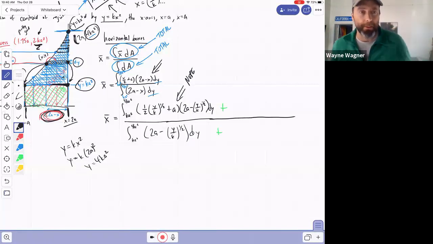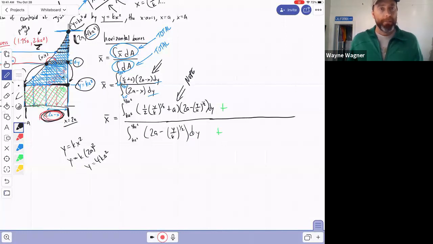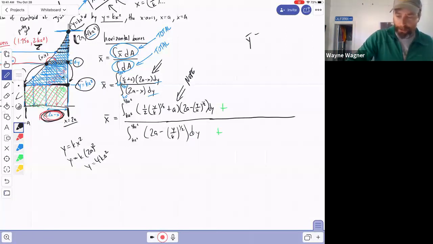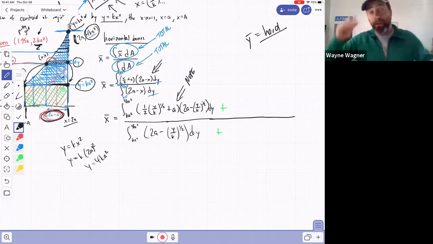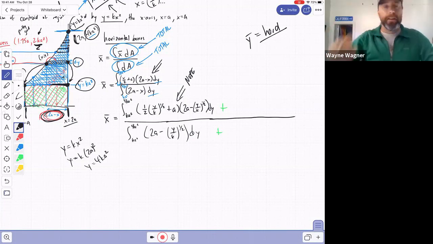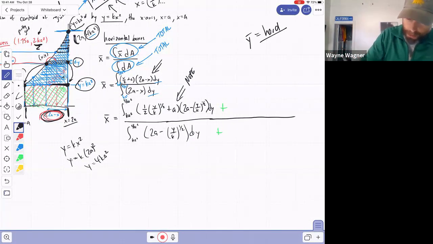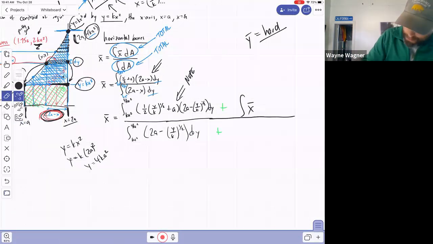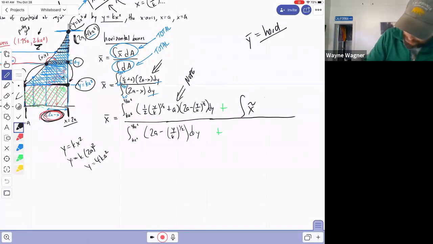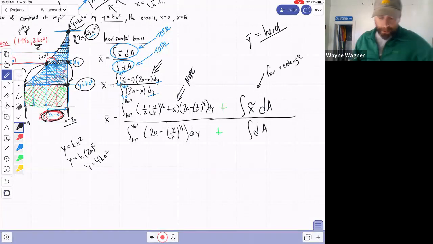We'll do shapes that make sense. This is a rectangle. By the way, I'm not going to get to y bar, but I think you can see y bar is going to be hard. So really, you want to set this up the easy way. So I could do an integral of x bar or x tilde dA for the rectangle. And I could do the integral of dA for the rectangle.